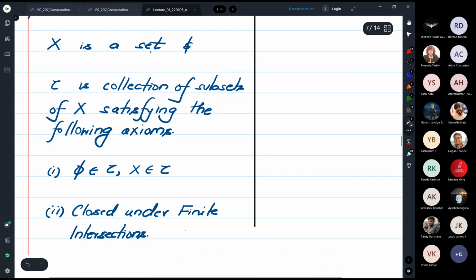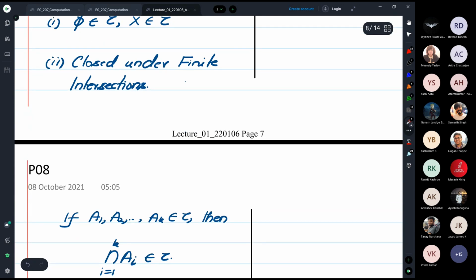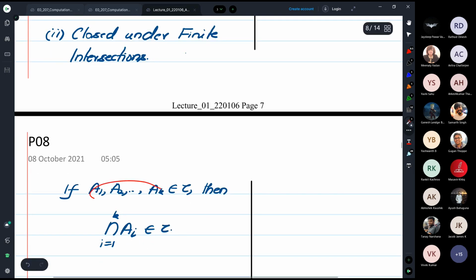The second requirement is that this collection should be closed under finite intersections. So what do I mean by that? Let's say this collection has k many elements, A1, A2, A3, all the way up to Ak. These k elements lie in tau. If you look at the intersection of these sets, A1, A2, all the way up to Ak, we require that this also be in tau.